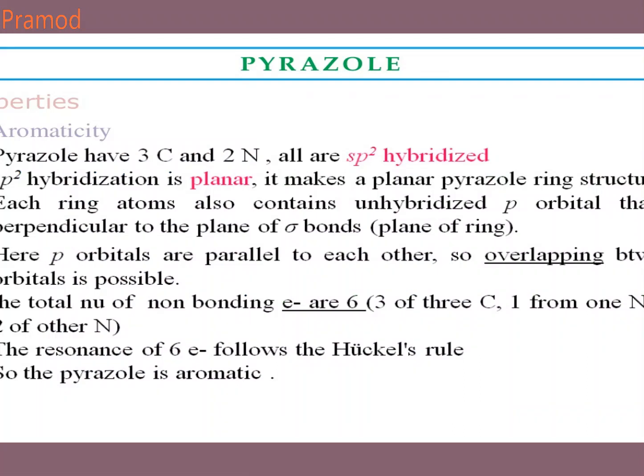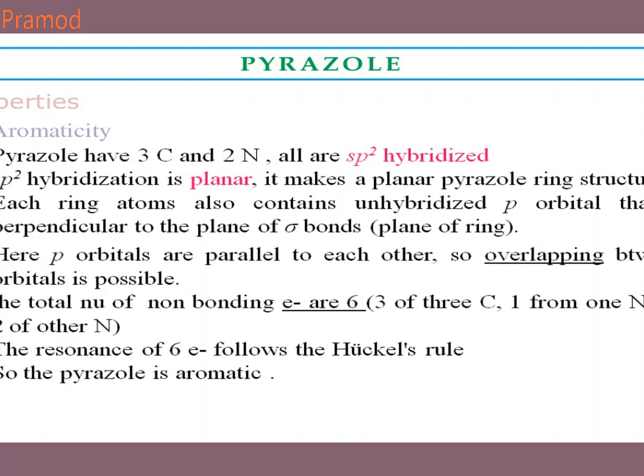What do you mean by aromaticity? It should be planar, sp2 hybridized, conjugated, and the unhybridized p orbitals should be perpendicular to the plane of your sigma bonds. The p orbitals should be overlapping between two adjacent p orbitals, and the total number of electrons is 6. 3 come from your carbon, 1 from nitrogen, and 2 from your second nitrogen. 1 from your saturated nitrogen and the other 2 coming from your unsaturated nitrogen.